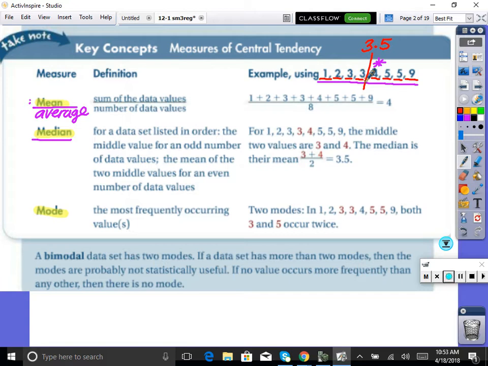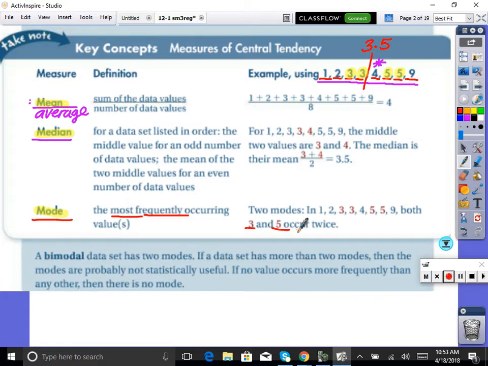Now mode is what happens most. It's the most frequently occurring. So look at this data set. If I said to you, what's the mode of these cousins' ages? I'm asking, what's the most frequently occurring age? You would say, well, 3 happens twice, correct? And 5 happens twice. So that means the mode, what happens most, is ages 3 and 5.